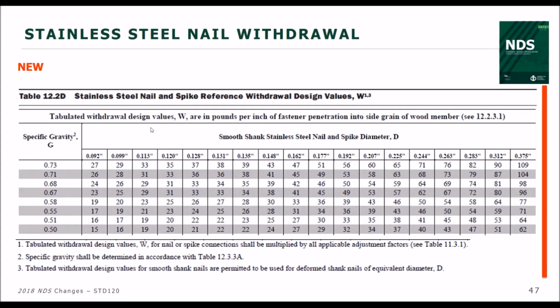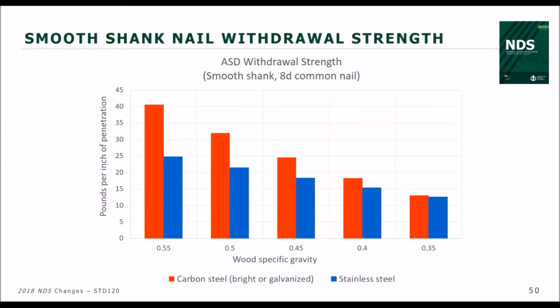Table 12.2D then incorporates those withdrawal values for stainless steel nails. And so I'm going to jump ahead here, apologize for this, but I wanted to give you a sense. If you look ahead in your PDF at slide 50, that's where I'm going to jump to real quick to show you the difference between the carbon steel nail withdrawal values and the stainless steel nail withdrawal values.